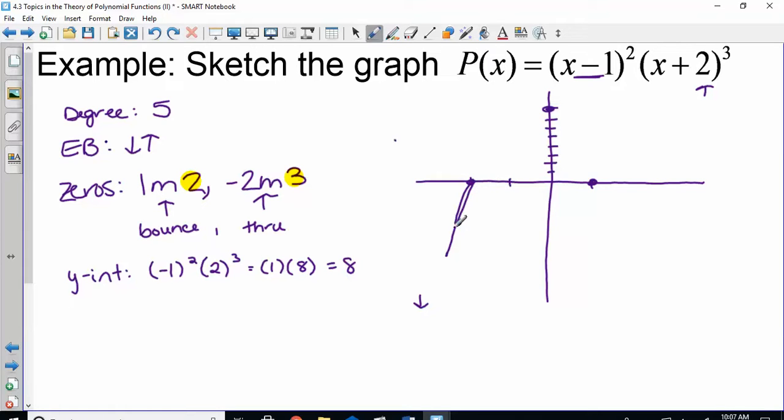At negative 2, what do we do? It goes through. We would have figured this out. If we accidentally bounced, then I come down here, can I get to my y-intercept without hitting the x-axis? No. So I know right there that I have made a mistake. The negative 2 went through. You have to come back, hit your y-intercept.